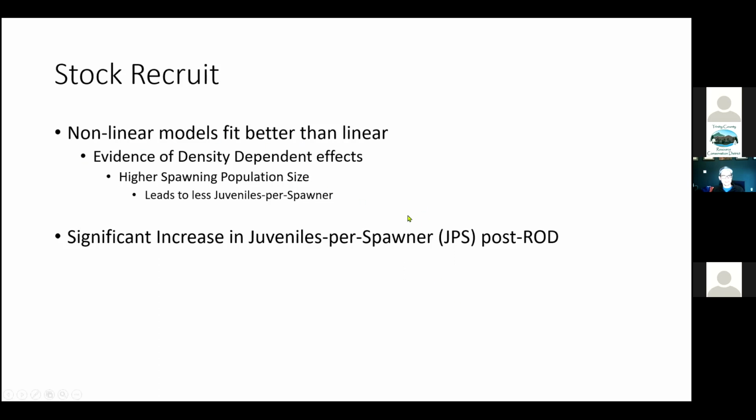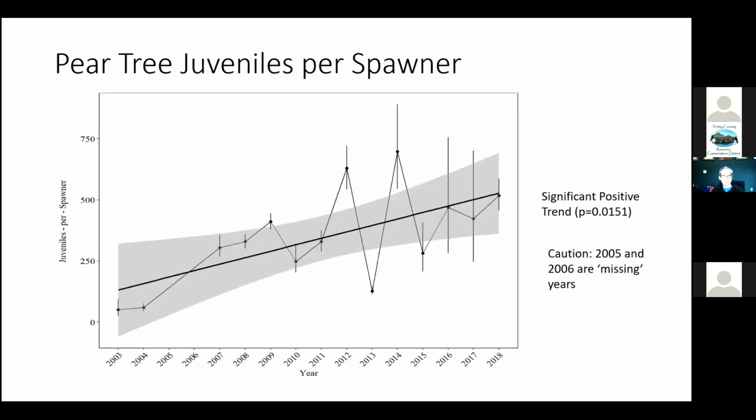So in stock recruit, this is assuming that there's a non-linear function between the numbers of recruits, in this case, the numbers of juveniles leaving the system. And this happens to be a results slide that got put out of order. So let's skip past this.